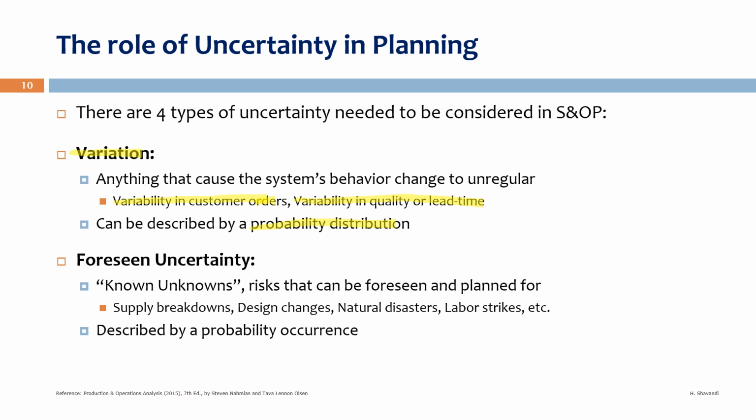Okay. The second one is foreseen uncertainty. It's also called known unknowns. These are the risks that can be foreseen and planned for. For example, supply breakdowns, design changes, natural disasters, labor strikes, and so on. We can assign a probability of occurrence for these events.